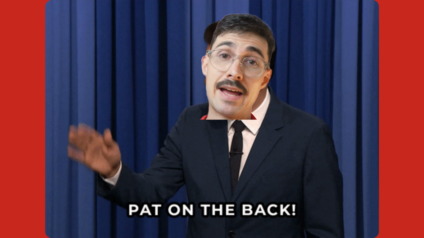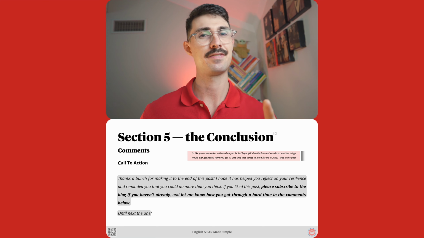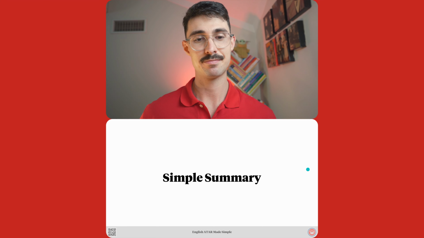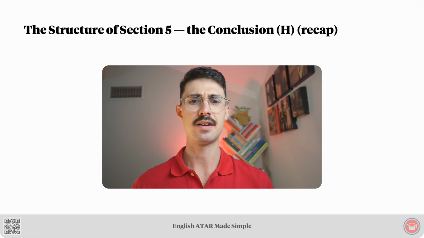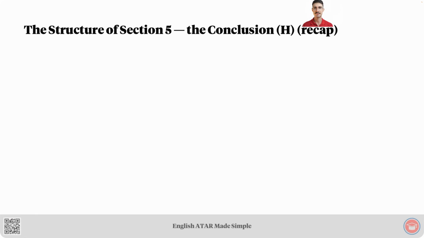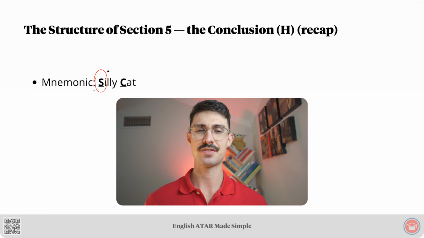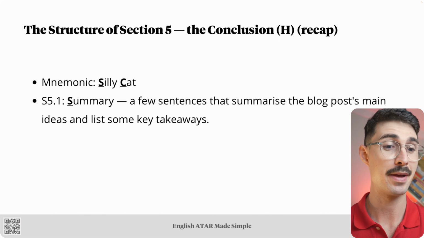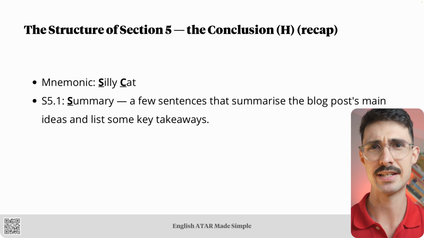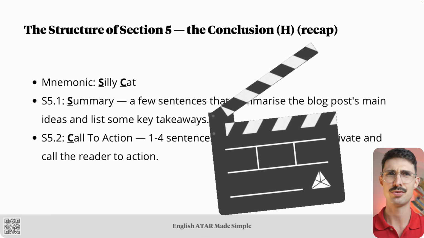Pat on the back. Before we close, there is just one thing left to do. It is a simple summary. First main part of the lesson, the structure of section 5, the conclusion, we recapped it. Our mnemonic is SILLY CAT. The S in the mnemonic stands for summary. The summary is a few sentences that summarize the blog post's main ideas and lists some key takeaways. The call to action is 1 to 4 sentences that refer back to the activate and call them to action.